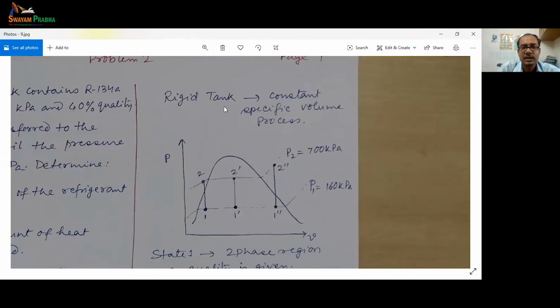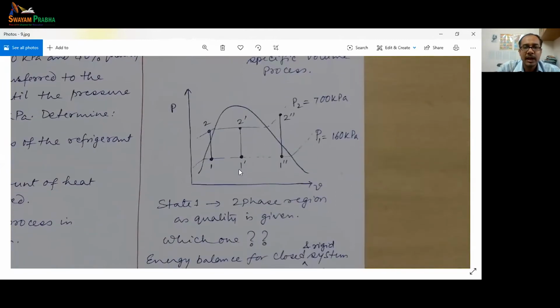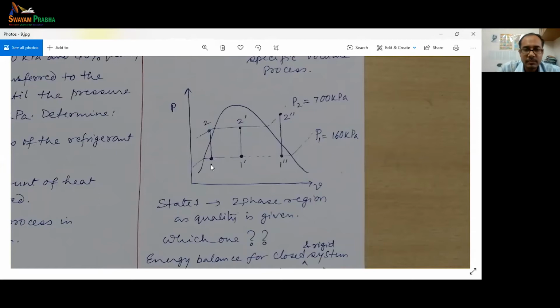It is given that it's a rigid tank. So that means it will be a constant specific volume process, because this we have discussed many times that volume is constant, mass is constant. So there is no other option but to follow a constant specific volume process. Okay, so in a PV diagram, that means both 1 and 2 will be on a single vertical line on this plot. It can be here, it can be here, it can be here, that we don't know yet. But what we know is that 1 and 2 will have to be on a vertical line.